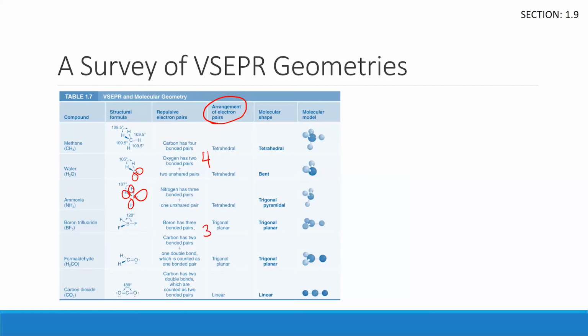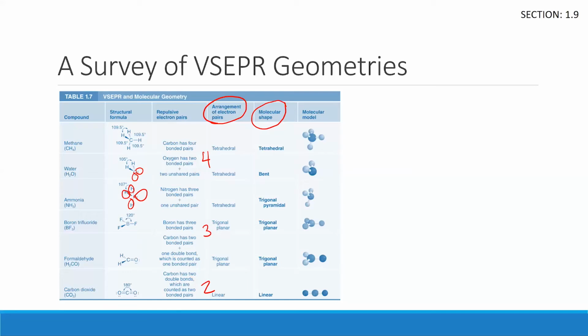3 is trigonal planar. And if you have 2, then you're linear. That's pretty straightforward. You either have tetrahedral, trigonal planar, or linear. Now, the next piece of information to go from arrangement to the actual shape, you're going to have to think about how many of those electron groups were lone pairs because they repulse a little bit more.